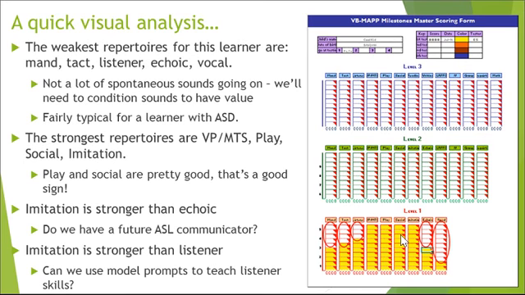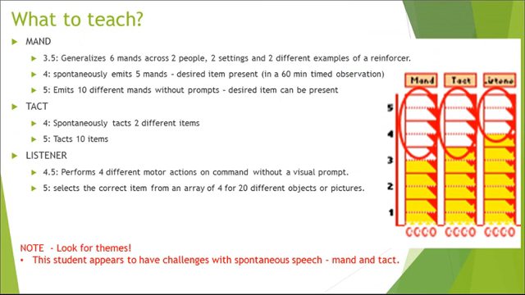So a quick visual analysis tells us a few important things about this learner and about where we're going to head next. When we look a little bit closer, we're going to look specifically at the mand, the tact, and the listener behavior. In mand, the learner scored a 0.5 in Milestone 3. And so the piece that they missed is that they were not able to generalize 6 mands across 2 people, 2 settings, and 2 examples of a reinforcer.